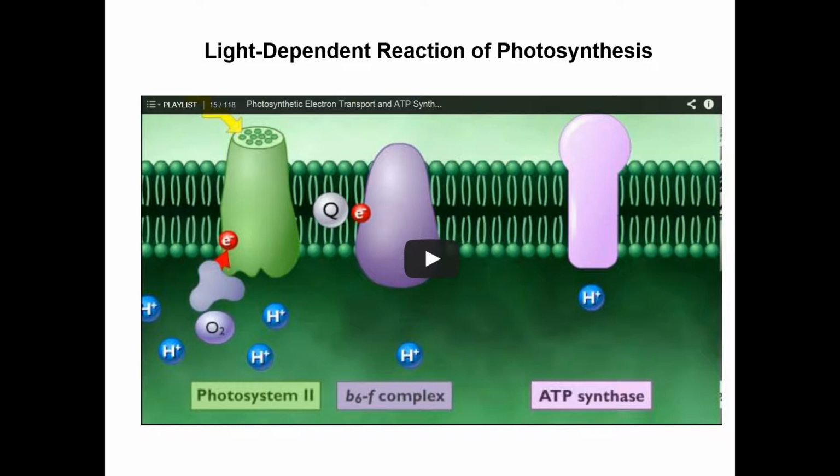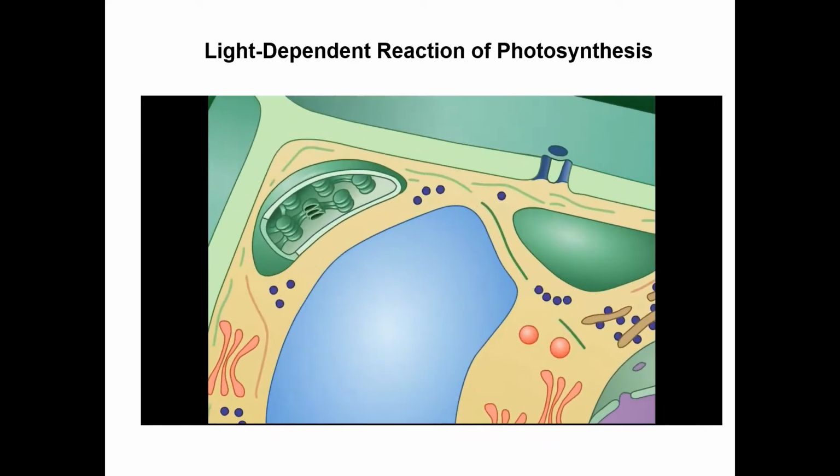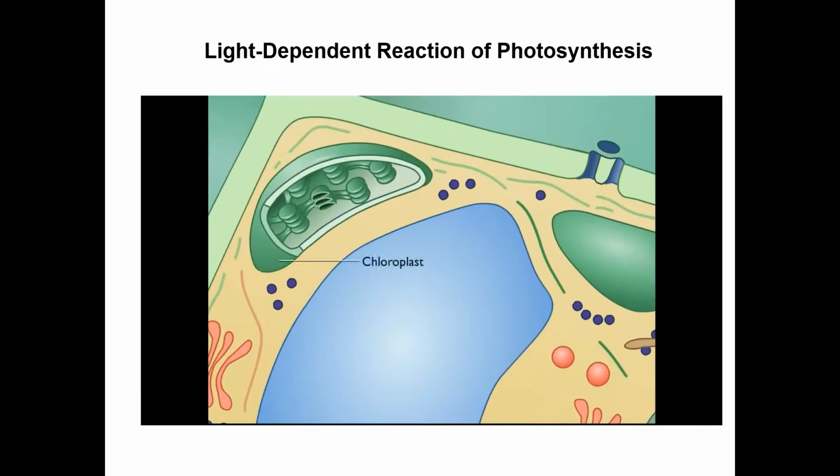Alright, so first off, I'll introduce you to the light dependent reaction. I have a little video here that's going to illustrate that. In plants, photosynthesis occurs in specialized organelles called chloroplasts. The internal membranes of chloroplasts are organized into sacs called thylakoids. Surrounding the thylakoid membrane system is a semi-liquid substance called stroma. Photosynthetic pigments are clustered together to form photosystems.